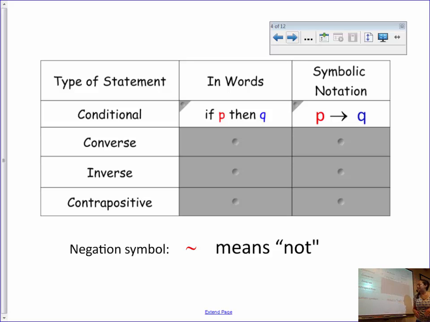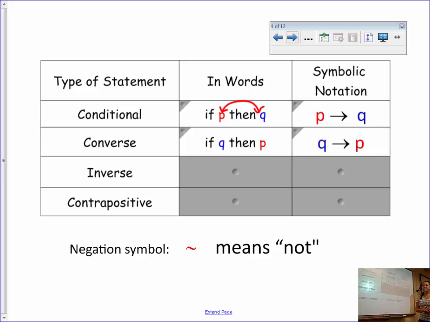So what it does is it takes the P and the Q and switches places with them. It flip-flops them. So we haven't changed anything except the order that everything's showing up in. Your notation is going to be that Q implies P. So again, Converse, moonwalk, Michael Jackson. You got it? All right, cool.